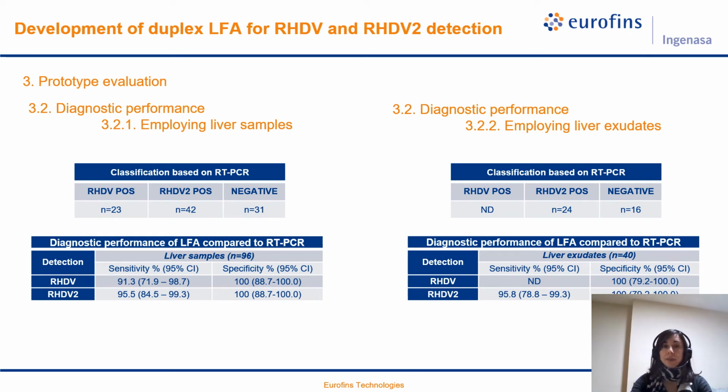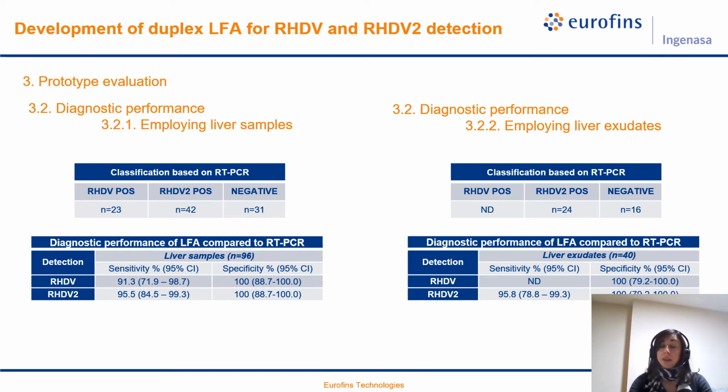Once the analytical sensitivity has been determined, the diagnostic performance was studied, employing both liver samples and liver exudates. Regarding the first type of samples, liver samples, they were classified previously by RT-PCR, and a set of 96 liver samples was studied. The sensitivity obtained for the detection of RHDV was 91.3%, and the sensitivity for the detection of RHDV2 was 95.5%, a bit higher. And the specificity in both cases was 100%.